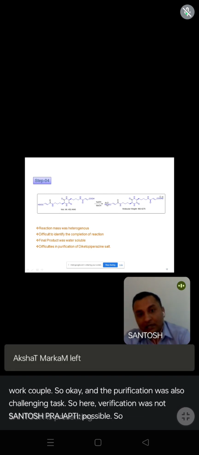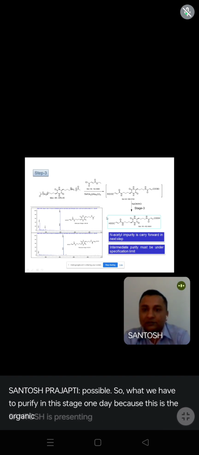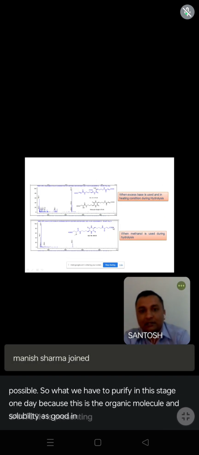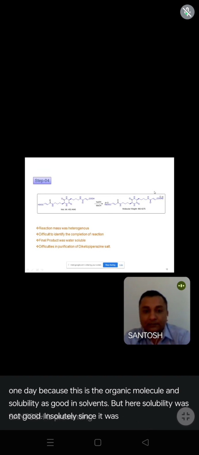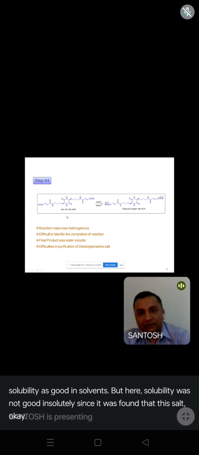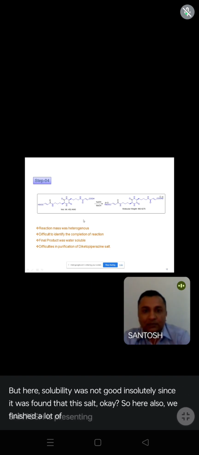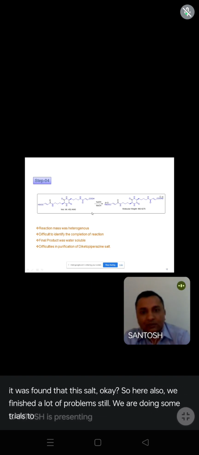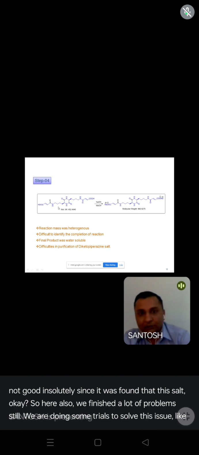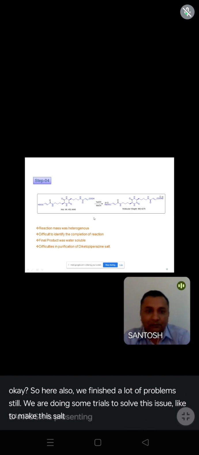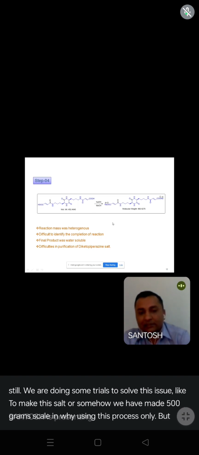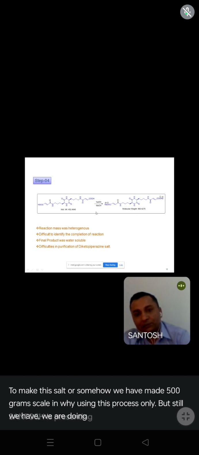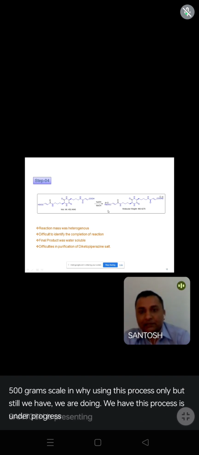What we have to purify at this stage only, because this is the organic molecule and solubility was good in solvents. But here solubility was not good in solvents since it was formed with the salt. So here also we faced a lot of problems. Still, we are doing some trials to solve this issue, to make this salt. Somehow we have made 500 gram scale by using this process only, but this process is still under progress, and we made this sodium salt.